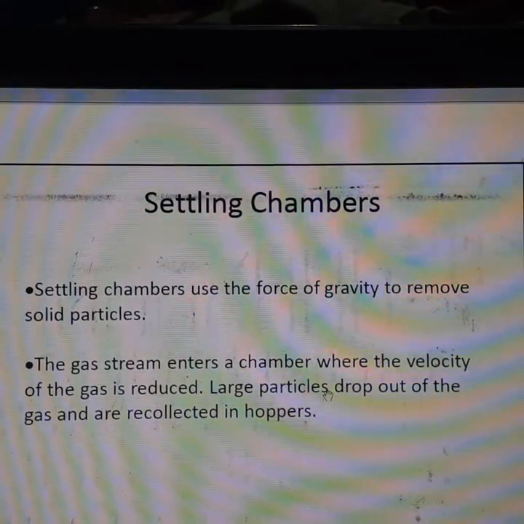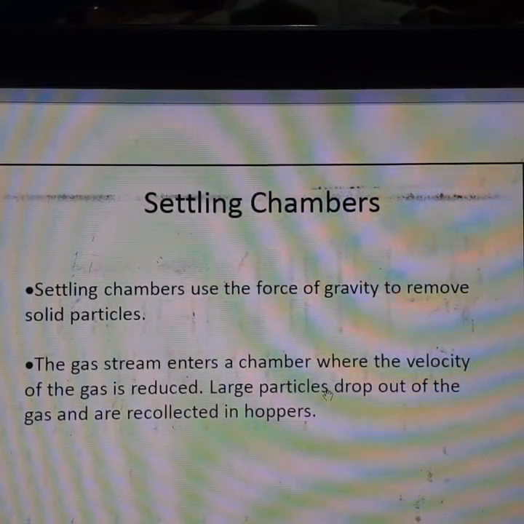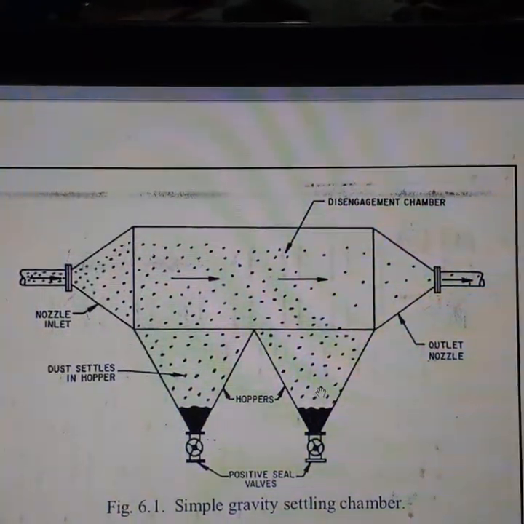Now, the settling chamber is a very vital point for particulate matter control. That is, the settling chamber uses the force of gravity to remove solid particles. The gas enters a chamber where the velocity of the gas is reduced. Large particles drop out of the gas and are collected in a hopper. It is a simple diagram of a simple gravity settling chamber.